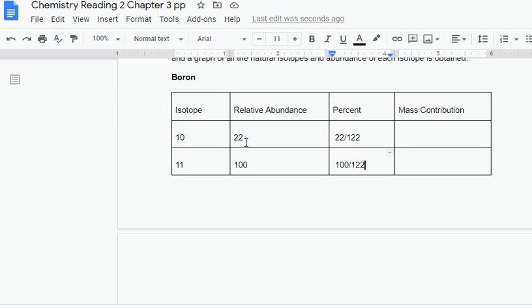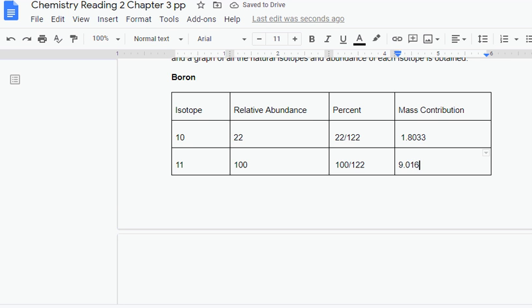Now, what about the mass percent contribution? We're going to take 10 times 22 divided by 122, and that turns out to be 1.8033. Now we'll take 11 times 100 over 122, and that'll give us 9.016.